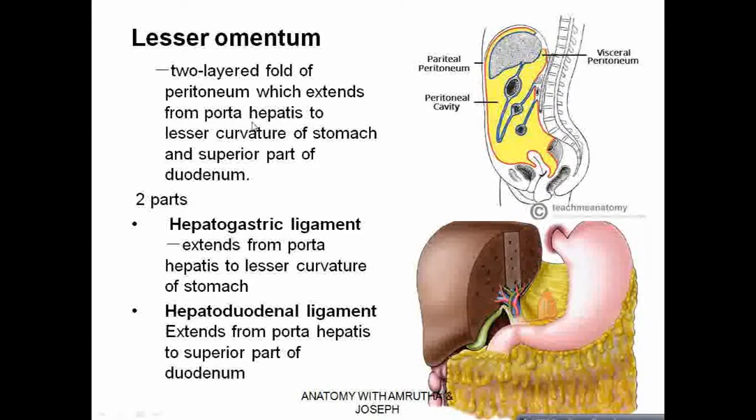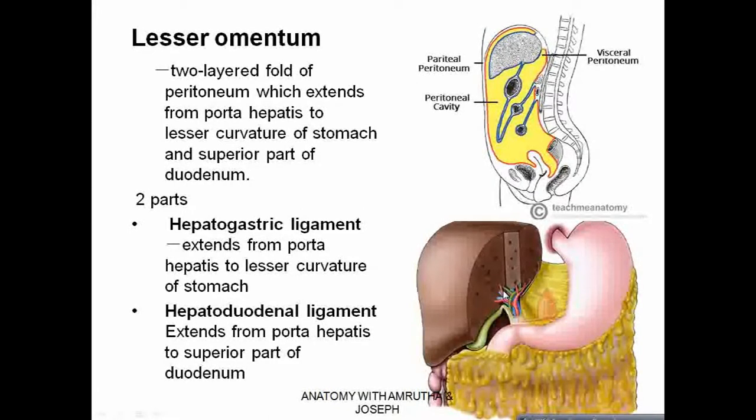Porta hepatis. Now lesser curvature. The stomach has two curvatures, the lesser curvature and the greater curvature. What you can see here is the lesser curvature, which is very near to the liver, and this is the duodenum. The stomach continues into the intestine, the small intestine. The first part of the small intestine is called the duodenum.